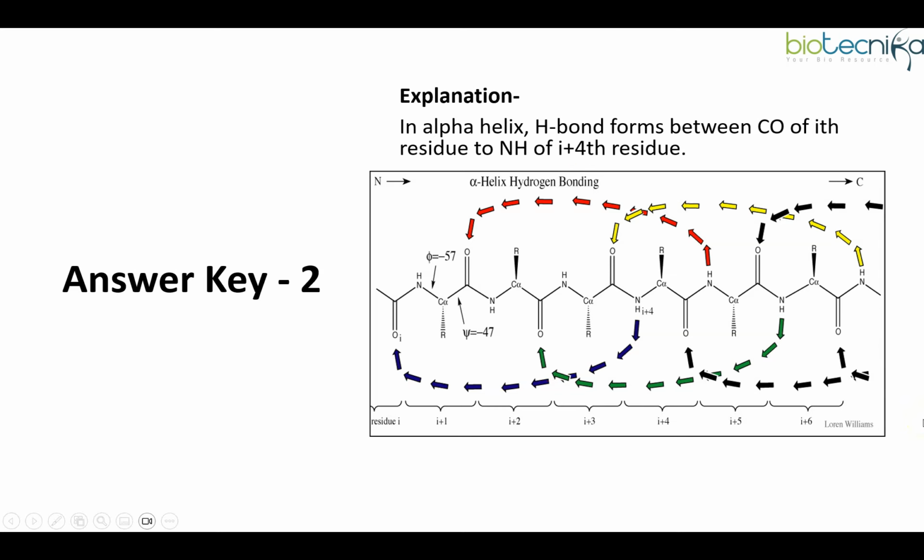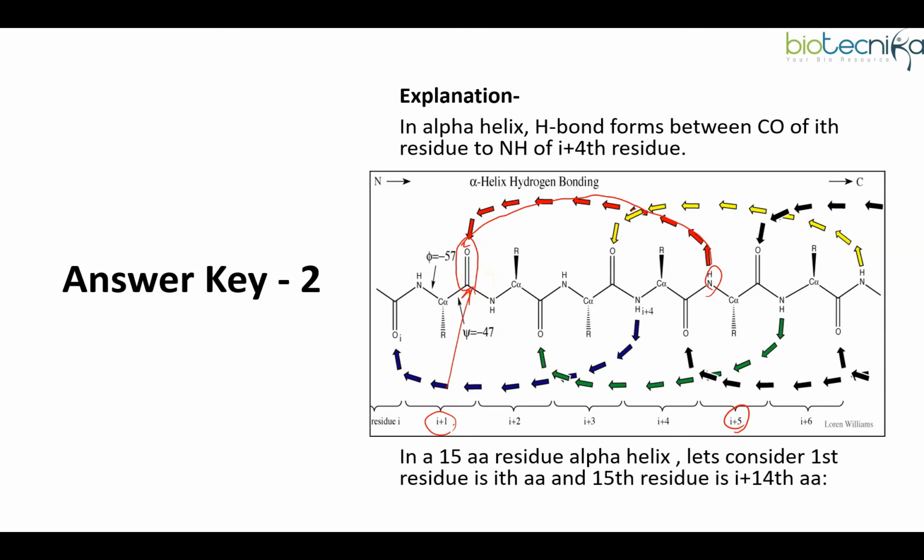Now the next residue will be I plus 1. So you just keep on adding 1, and here it will be the I plus 5th, right? So there is always a gap of 4 amino acids in between. Now you can see the second one is the CO of I plus 1. So this is I plus 1, this is the CO, and at I plus 5, this is the NH. So the NH of I plus 5 is joined with the CO of I plus 1. This is how hydrogen bonding in an alpha helix is done.